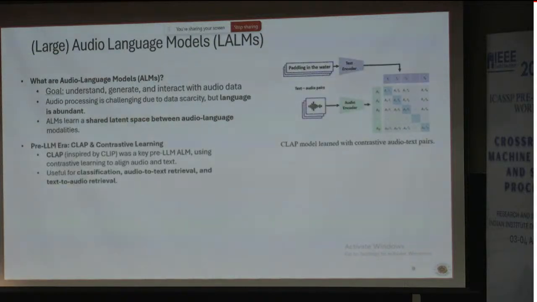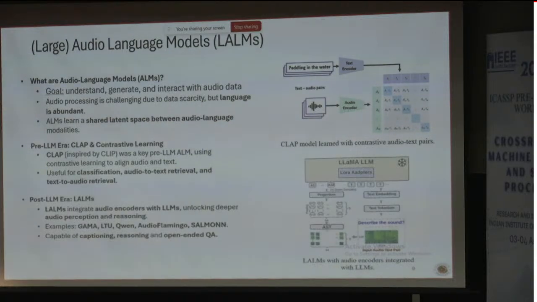Now, this is not a new idea. Before LLMs became popular, as I told you, there was a very wonderful work called CLIP, which people in computer vision know, image versus text. They extended it to CLAP, which is audio versus text. This was before LLMs came up, and it was used for classification, audio-text retrieval, and text-to-audio. Here's a typical CLAP model. How do you pair audio with text? And based on this joint representation, you can do a lot of inferring.